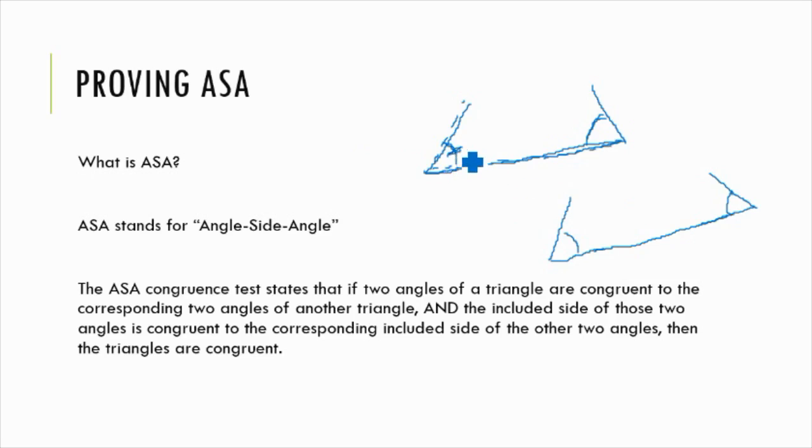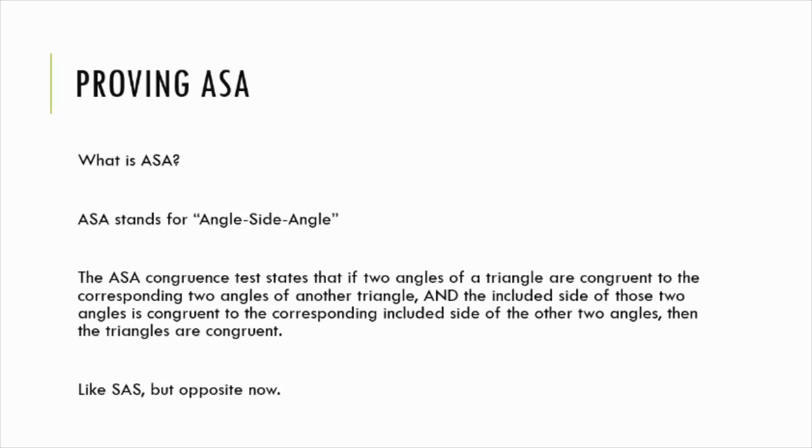So this angle right here has to be congruent to this angle. This angle on the right has to be congruent to this angle down here on the right. And the side in between them has to be congruent as well. Then those two triangles have to be congruent. So like I said, it's kind of like side angle side, but now it's opposite.